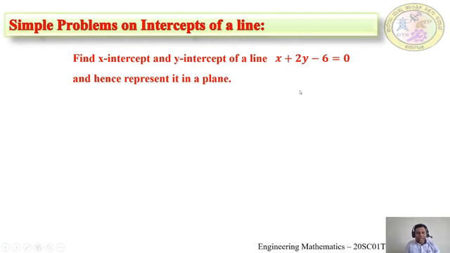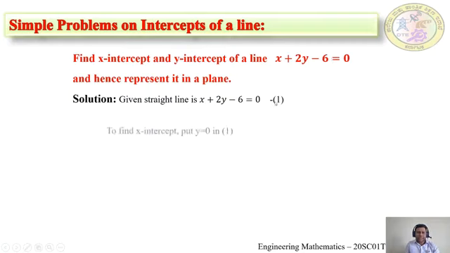You know that to find the x intercept, take y equal to 0 in this equation. To find the y intercept, take x equal to 0 in this equation. Then we have to know how to represent it in a plane. So the first given straight line is x plus 2y minus 6 equal to 0. We call it equation number 1. If you understand one problem very well, you can do many problems of this type.